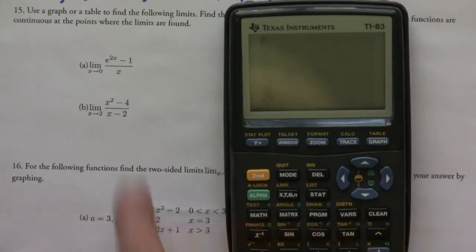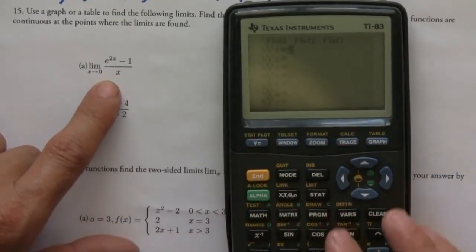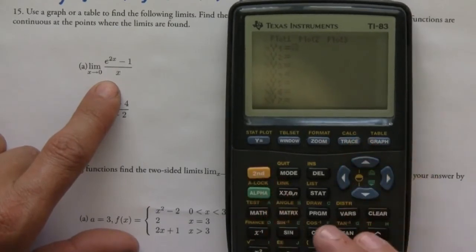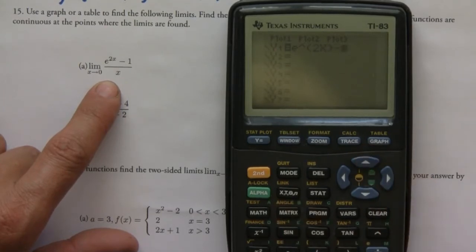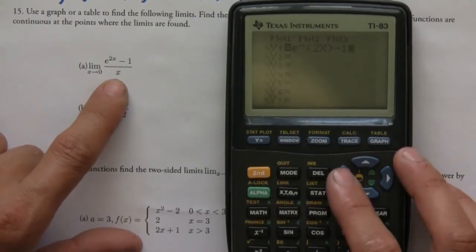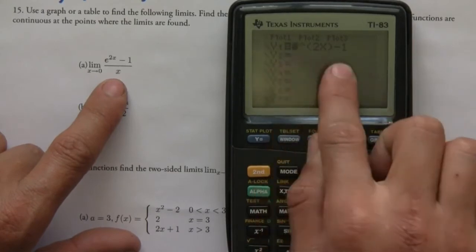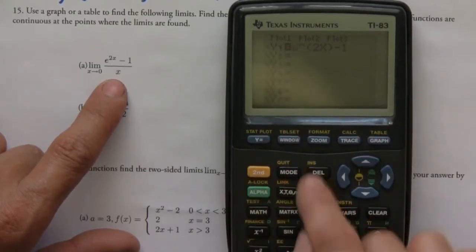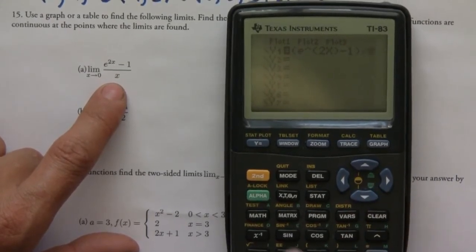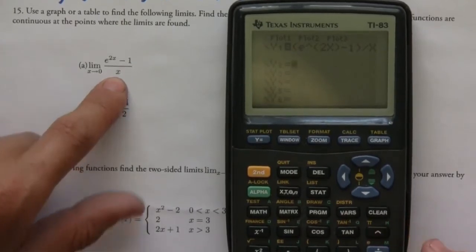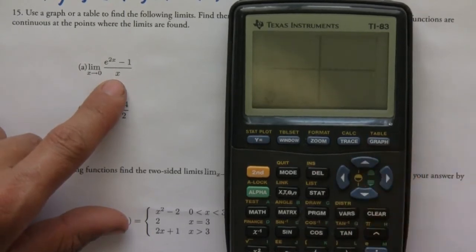So the first thing I'm going to do is put this function in. I'm going to go up here, and then I have e to the 2x minus 1. Now here I want to divide all of this by x, so you have to be careful. This means that I have to put this entire numerator in parentheses. So let me go back and insert a parentheses, and then divided by x. Okay, so we have that now, and let's just graph this to take a look at it.